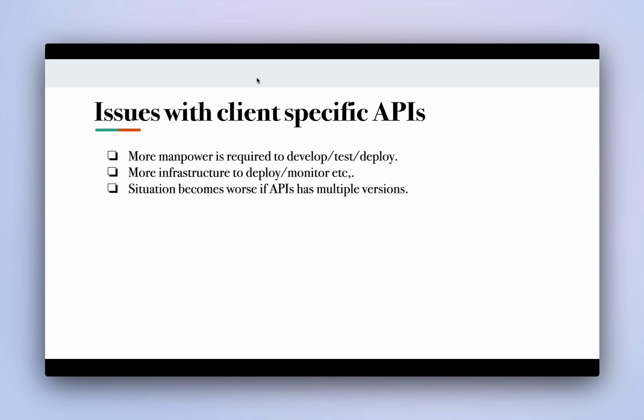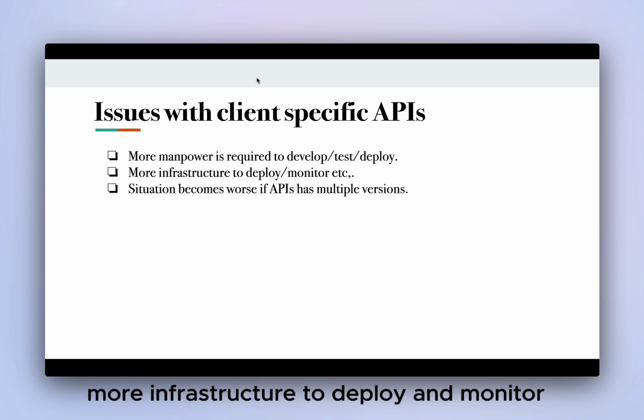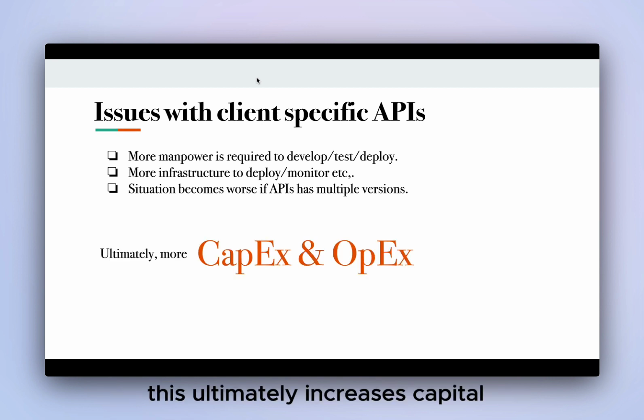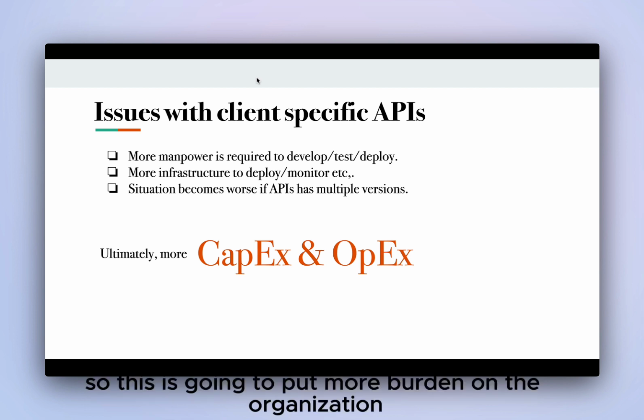We replicated the client specific APIs. Definitely we require more developers to develop, test and deploy, more infrastructure to deploy and monitor, and this situation becomes worse if APIs are supporting multiple versions. This ultimately increases capital expenditure and operational expenditure. So this is going to put more burden on the organization.